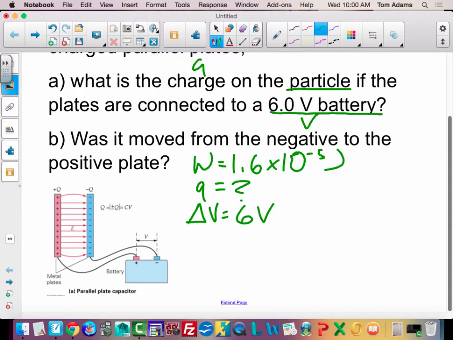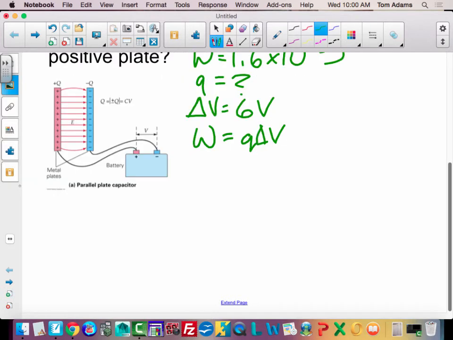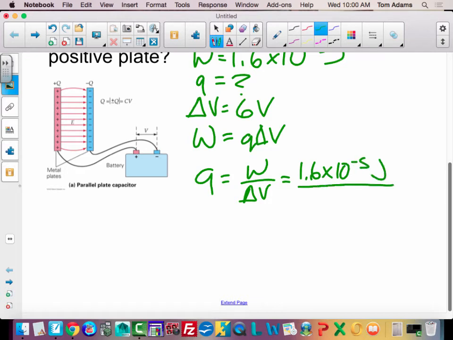And so anyways, what they're asking us is, what is the charge? So the relationship between work and charge and voltage is W is equal to Q times delta V. And so if I solve this for Q, I get Q is equal to work divided by delta V. And we know all these numbers, so really I think we just plug them in. 1.6 times 10 to the negative 5 joules all over 6 volts.